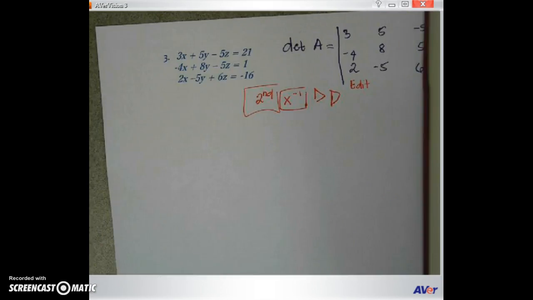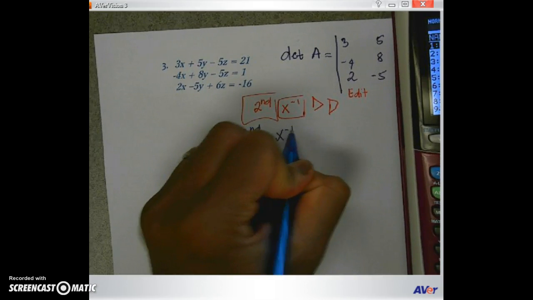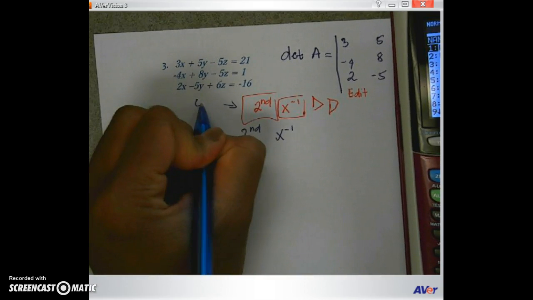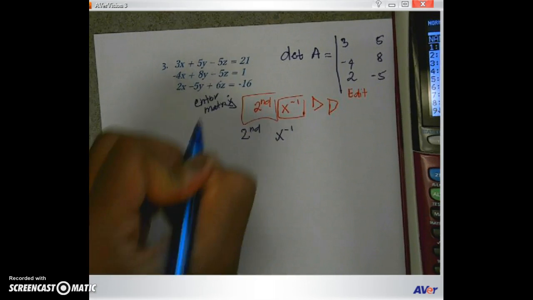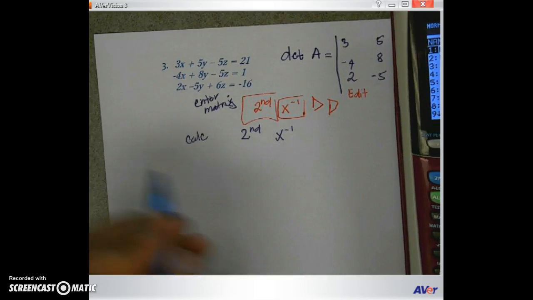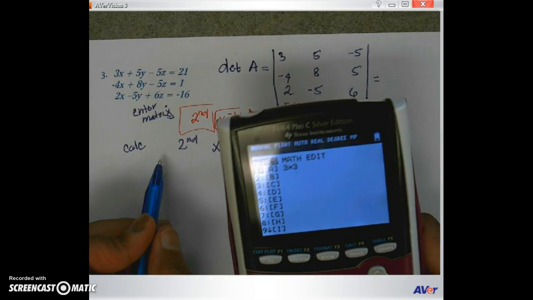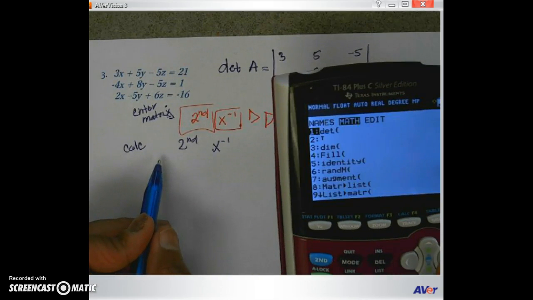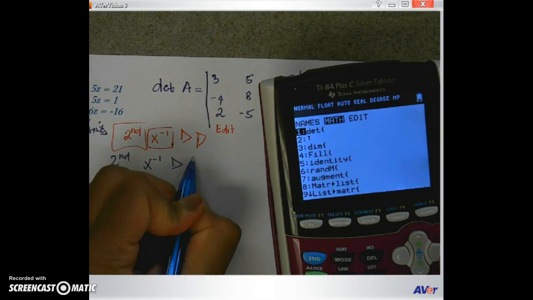I'm going to write down my steps. Second x to the negative 1. So we did that part just to enter the matrix. And now we're going to do some calculations. So for calculation, second x to the negative 1. Actually, instead of calculation, I probably could have just hit math. So scroll over to math. Hit your arrow to the right for math.